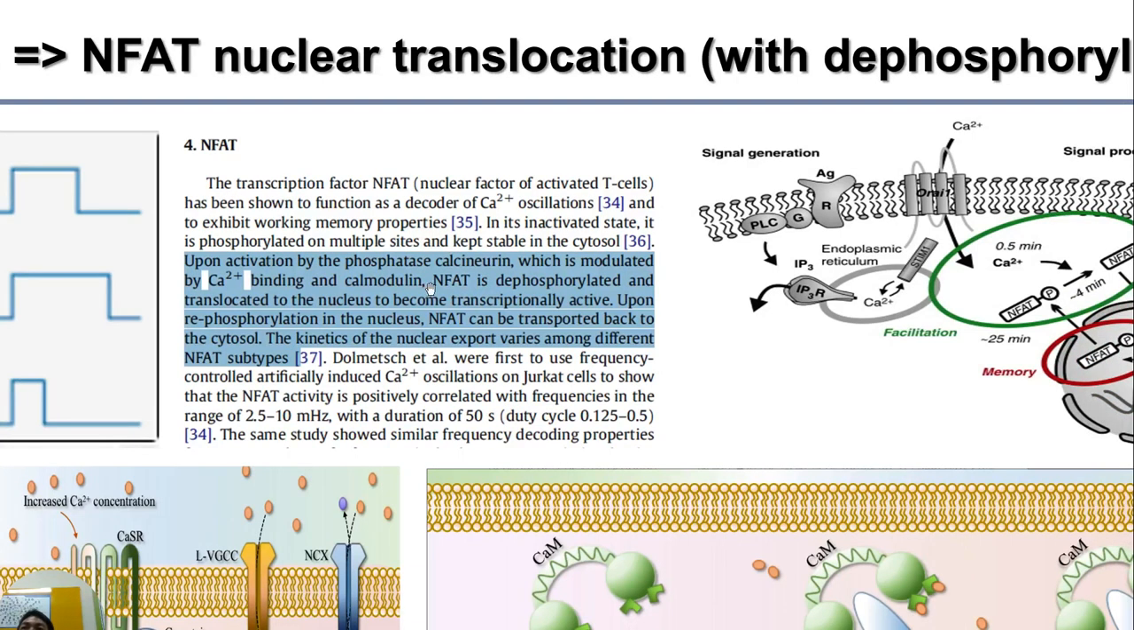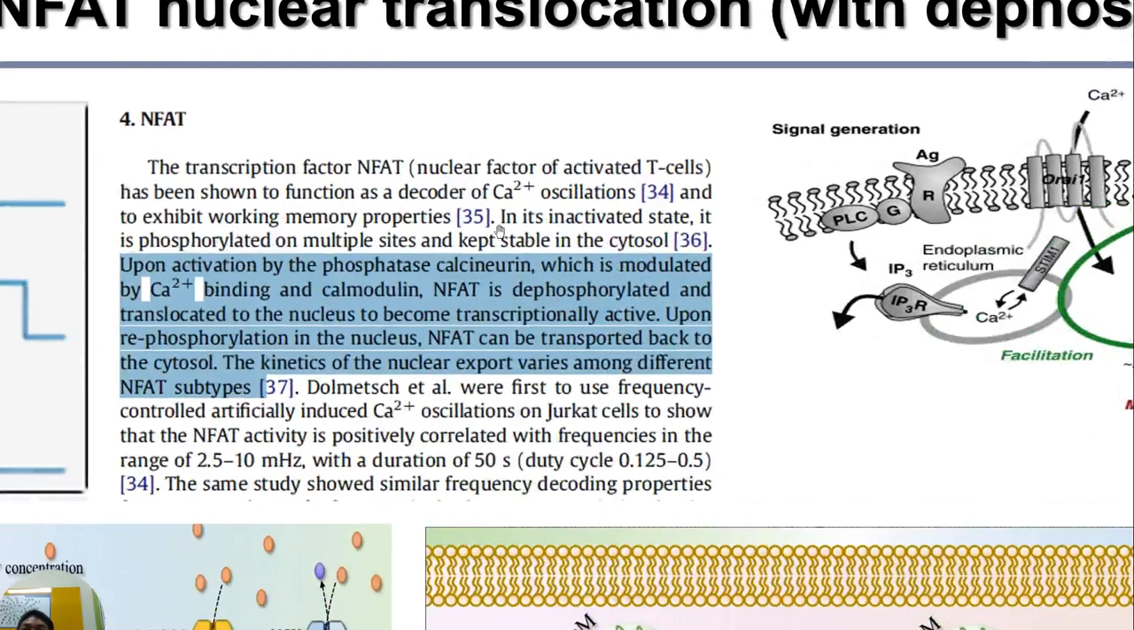One of the very key transcription factors is NFAT. NFAT originally comes from the T cell. NFAT, nuclear factor of activated T cells, has been shown to function as a decoder. Decoder means that calcium oscillation is translated into a certain transcription factor response, and exhibits a working memory property. In its inactive state, it is phosphorylated at multiple sites and kept stable in the cytosol.